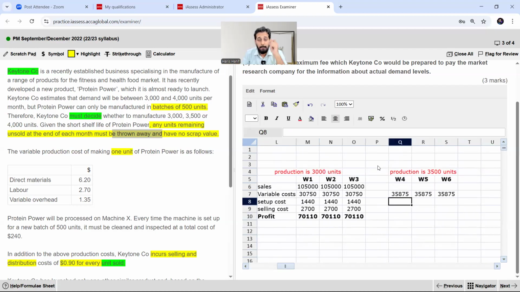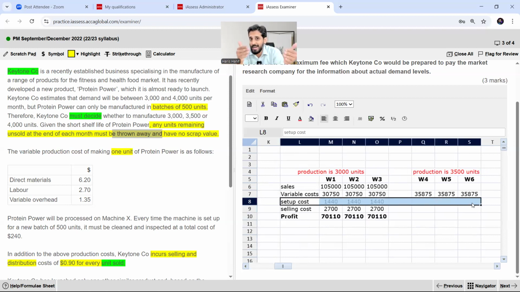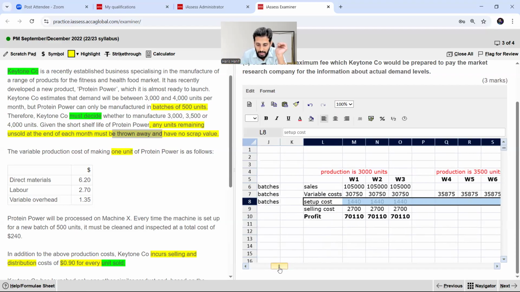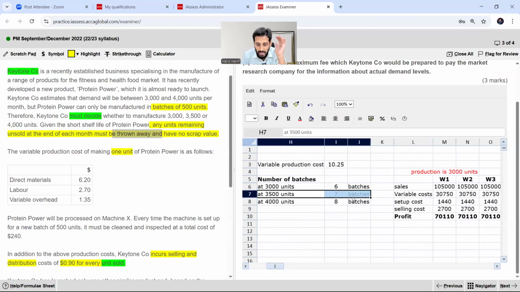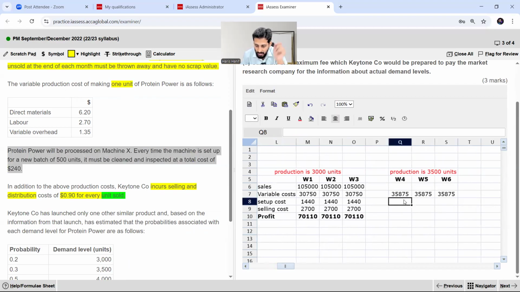The simple point is that there is yet another cost, that is the setup cost. Please see that this is the setup cost as well. What is the setup cost? Setup cost is based on the number of batches. So how many batches are there? 7 batches for 3500 units, and the per batch cost is 240, see on the left side of the screen, right? So for 3500, it is 7 batches multiplied by 240. And it is going to be the same over here, right? But the selling cost would be different, because the selling cost is based on how many units you have sold.